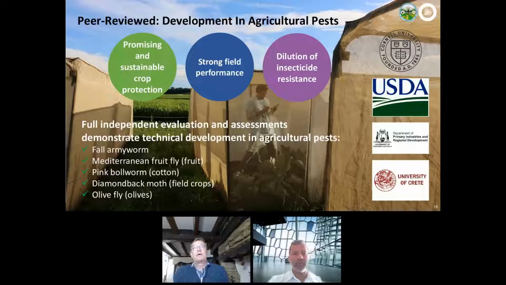Pink bollworm, again, another big pest, this time in cotton. We've done releases with pink bollworm in the US many years ago, and diamondback moth in the US as well. Diamondback moth is a pest principally of brassicas, but other field crops too.